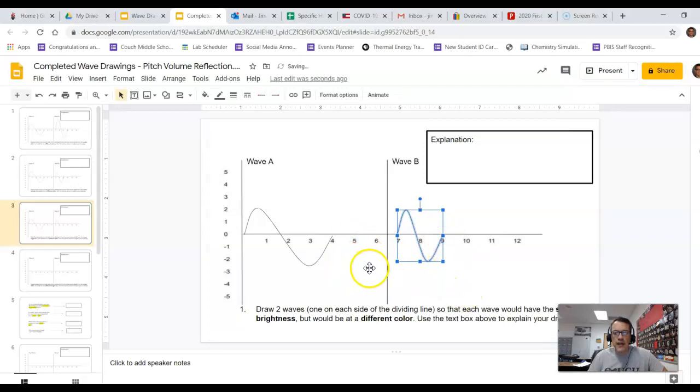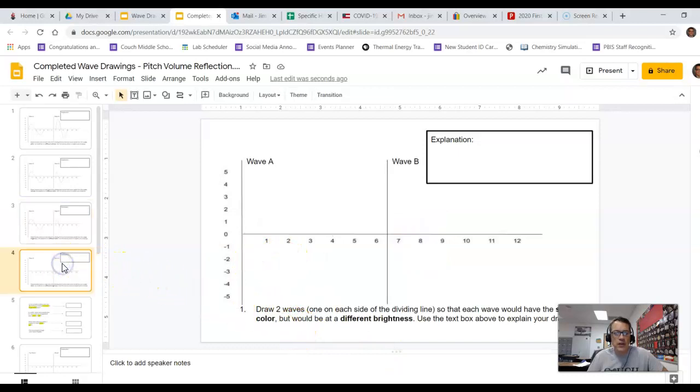So I could explain that if these were light waves, these would be 2 different colors. This would be a shorter wavelength, so it would be towards the violet end, and this would be a longer wavelength, so it might be towards the reddish end. Again, we've got the same amplitude but a different wavelength, so we're going to have the same brightness and a different color. If we go to 4, it reverses it.